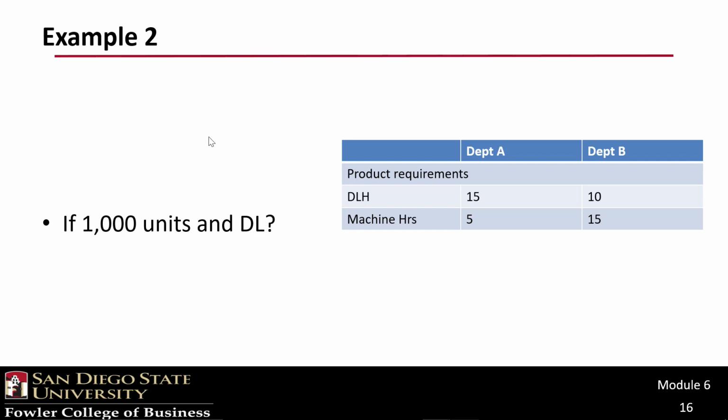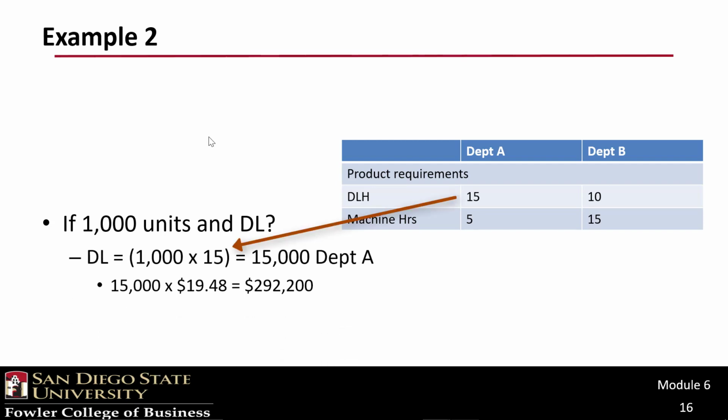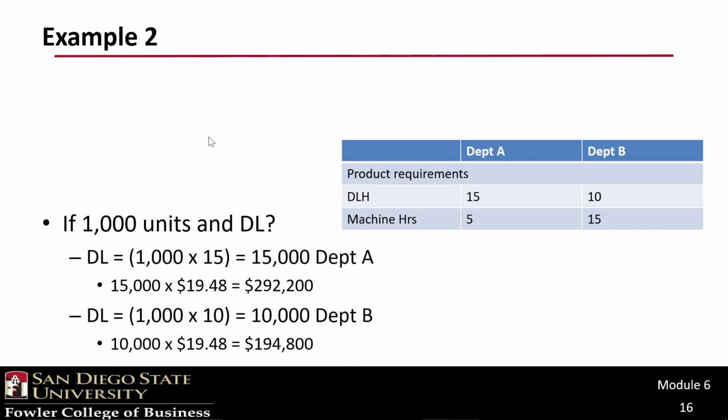So if we had the 1,000 units produced and we use direct labor hours to allocate our overhead, let's see what would happen. So direct labor for Department A is 1,000 units times the 15 direct labor hours. That's 15,000 direct labor hours in Department A times the 19.48 predetermined overhead rate we calculated previously. That's 292,200. And for Department B, it's 10,000 direct labor hours times 19.48, or 194,800.